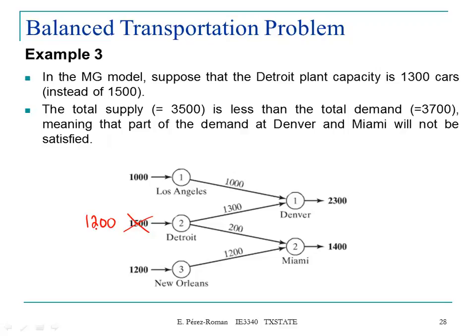The total supply now is 3,500. I'm sorry, this should be 1,300. So the total supply, if you add these three supply points, adds to 3,500. And if you add the total demand, you know that this is going to be higher, because the total now at this point is 3,700. So with the current supply that you have, you will not be able to satisfy the demand at these two distribution centers. Meaning that part of the demand at Denver and Miami will not be satisfied. So one of these two will have a demand unmet.